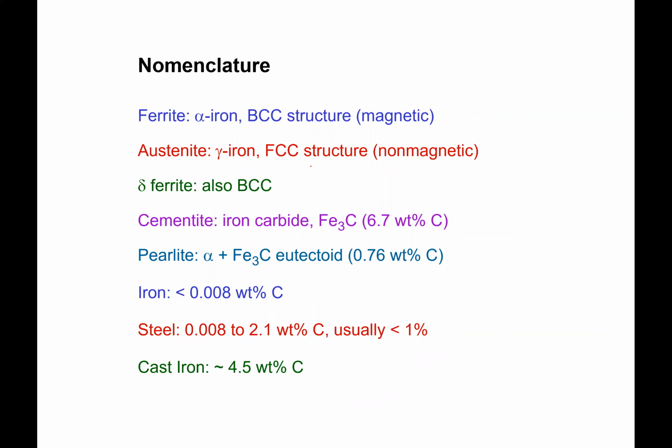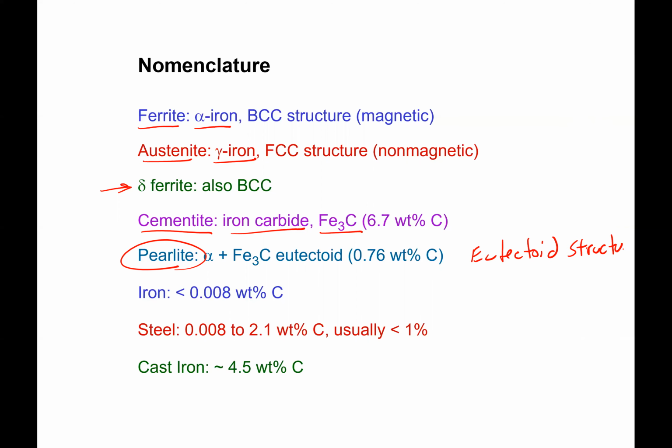All right, so some of the nomenclature, so you can keep that handy when you're working in these systems so that you don't get confused with the different terminologies, because sometimes we'll say ferrite, sometimes we'll say alpha iron. So just keep this handy, but we've got austenite, gamma iron. We won't be using the delta ferrite for anything, but it's on here for you. Iron carbide, Fe3C, or cementite all mean the same thing. The pearlite, right? Again, this is your eutectoid structure. It's just always referred to as pearlite rather than eutectoid structure.